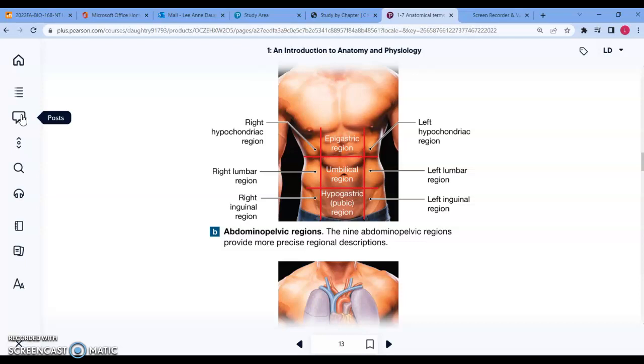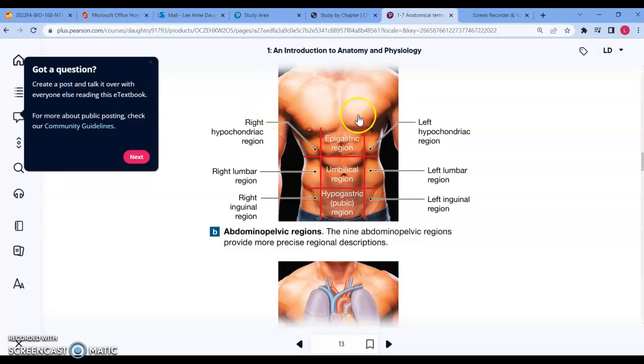But the other thing I do is I go to your Mastering A&P and I look at the questions that it's showing me that you didn't do as well with. So it looks like you understand directional terms, but you don't necessarily understand how to use them when there are questions that incorporate directional terms into these regional or these abdominopelvic regions. So let's go over the abdominopelvic regions first, and I'll give you some examples of questions you might get.